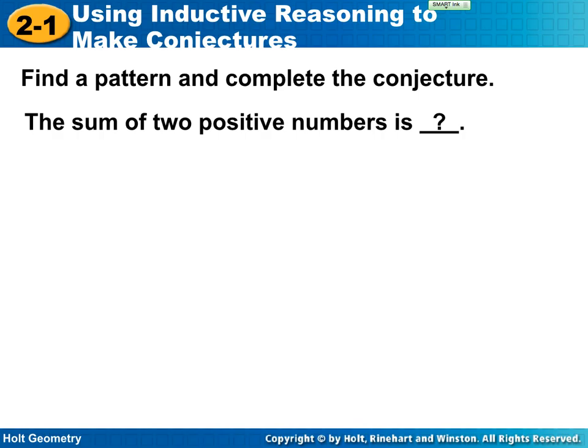So here is a little bit more of a type that you would complete the conjecture. We need to find a pattern and complete this conjecture. The conjecture is the sum of 2 positive numbers is blank. Don't try and answer it right now or fill in the blank. What do we have to look at to develop a pattern? You told me at least 3 examples. So I need at least 3 examples of the sum of two positive numbers. Give me some examples.